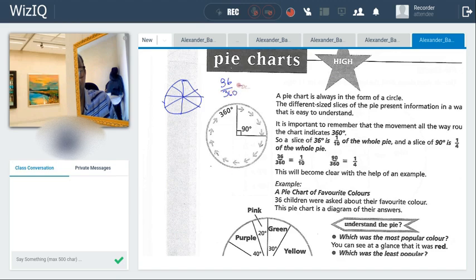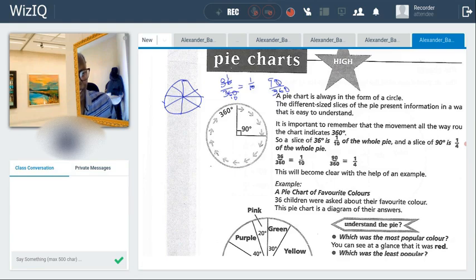So you can divide 36 there, it's going to be 1. 36 here is going to be 10. So therefore, this is going to be 1/10. That's how you got that 1/10 there. And the slice of 90 again is going to be 90 over 360. So you can deduce that it's going to be 1/4. I said this will come clear with an example.